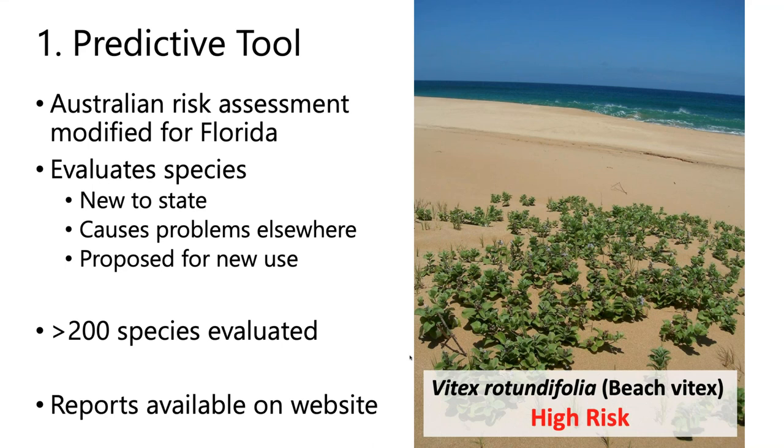We have over 200 species that we evaluated. Those reports are available on our website. When you go to our website, you can do different filters. One of those filters, you can click the tool and just see the species that we've done those for. If you go to that species page, you can click on the report and download the report.